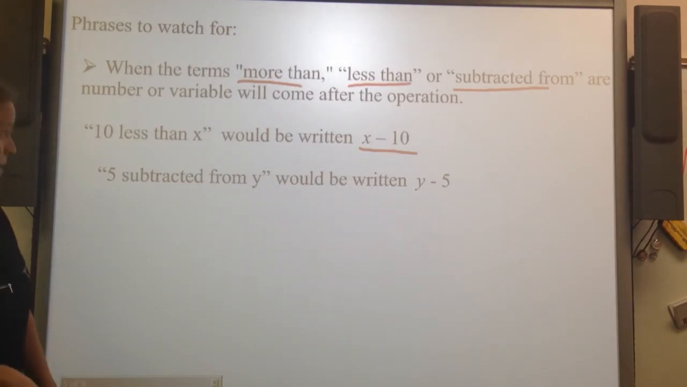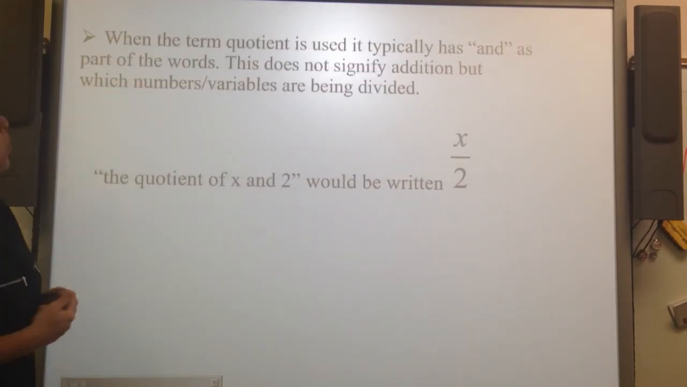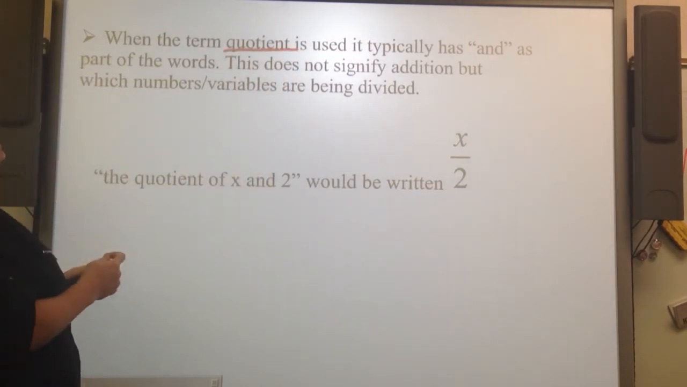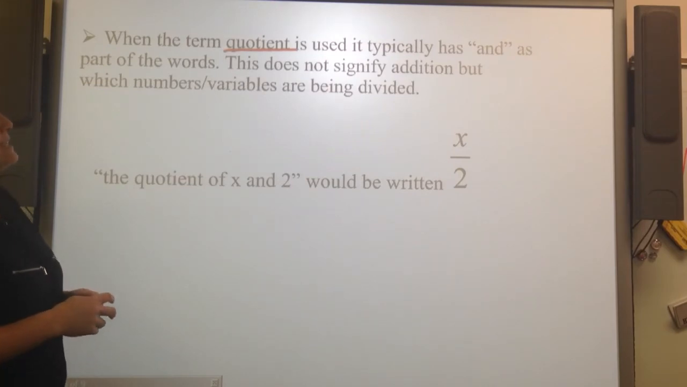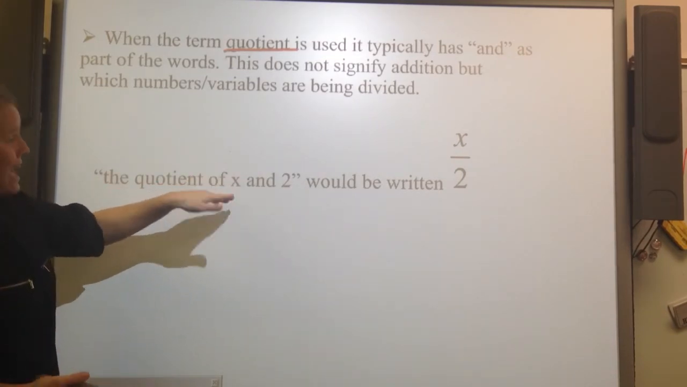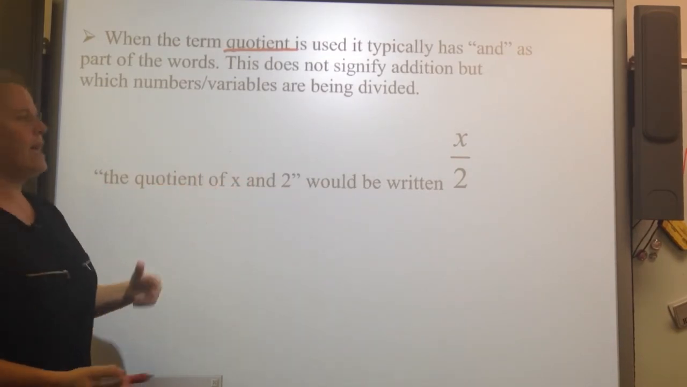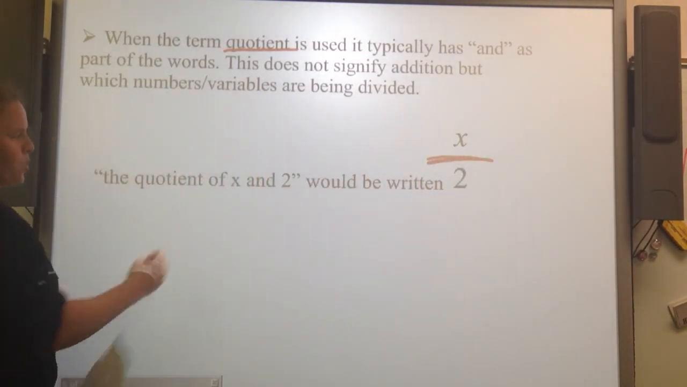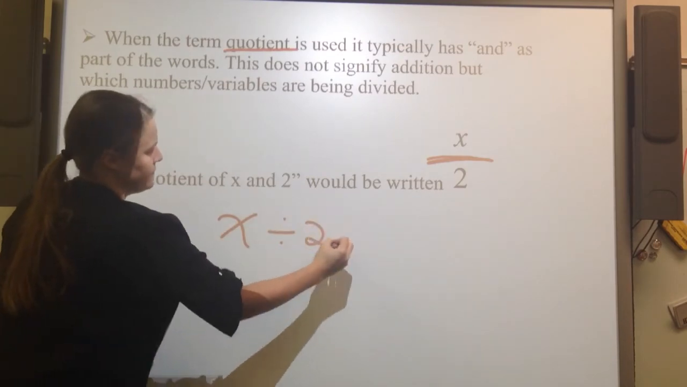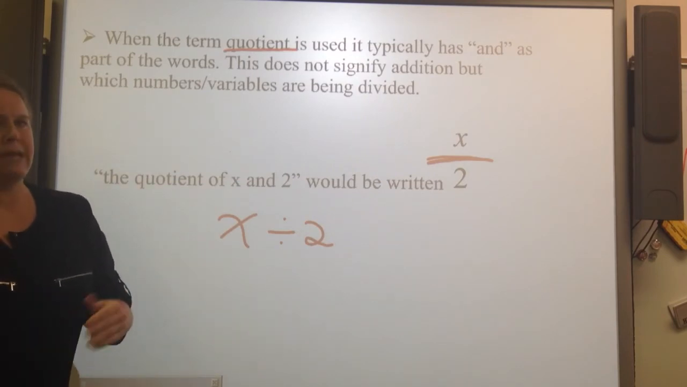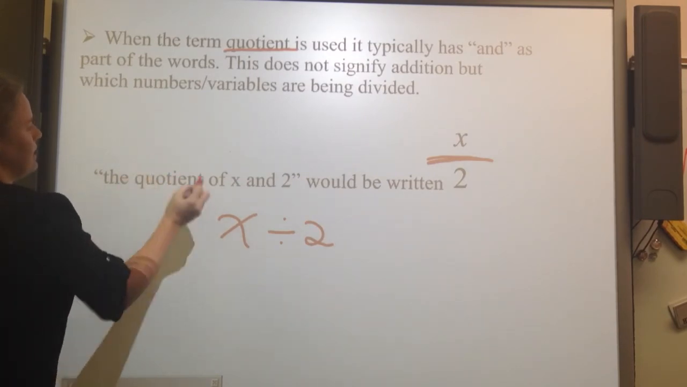A couple of more tricky ones. When the term quotient is used, it typically has and as part of the words. This does not signify addition, but which number or variable is being divided. For example, the quotient of x and 2 will be written as x divided by 2, okay? Or x over 2, whichever way, it doesn't matter. So just know that x and 2 does not mean x plus 2. It means whatever the leading word says.